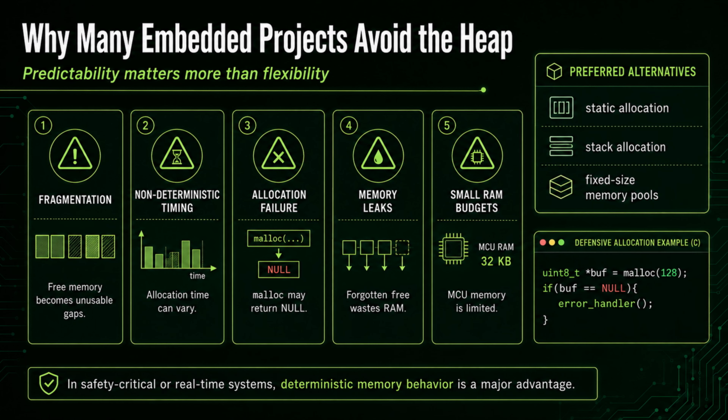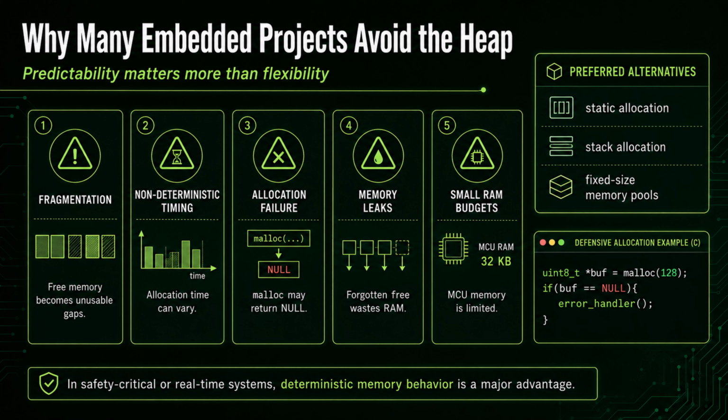The first reason is fragmentation. Imagine the heap as a row of memory blocks. After many allocations and frees, small gaps can appear between used blocks. These gaps may be too small for future allocations, so even if there is free memory available, it may not be usable for the next request.